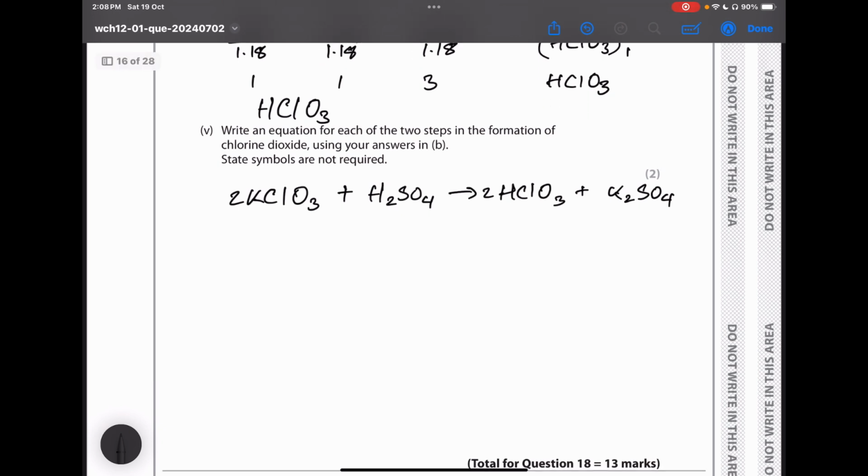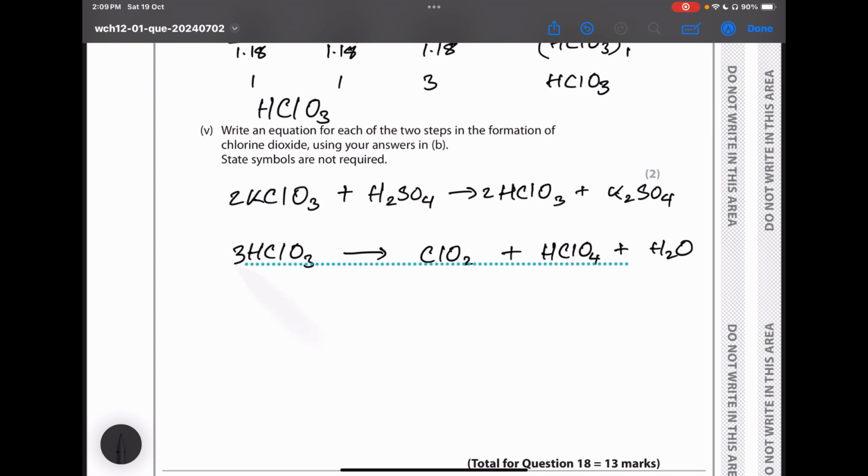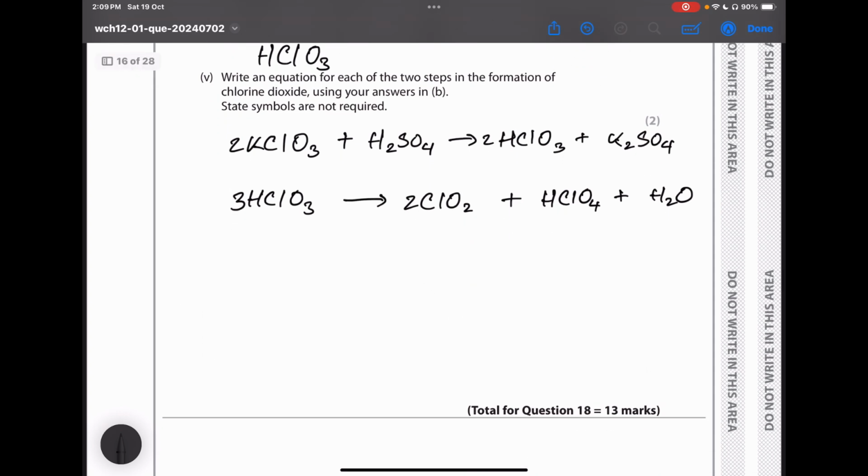And then for the second step, we will take this HClO3, and this actually decomposes to give us ClO2 along with HClO4, which is stated in the question paper, along with H2O. To balance, I need to put a 3 over here and a 2 over here. Now this one is balanced.